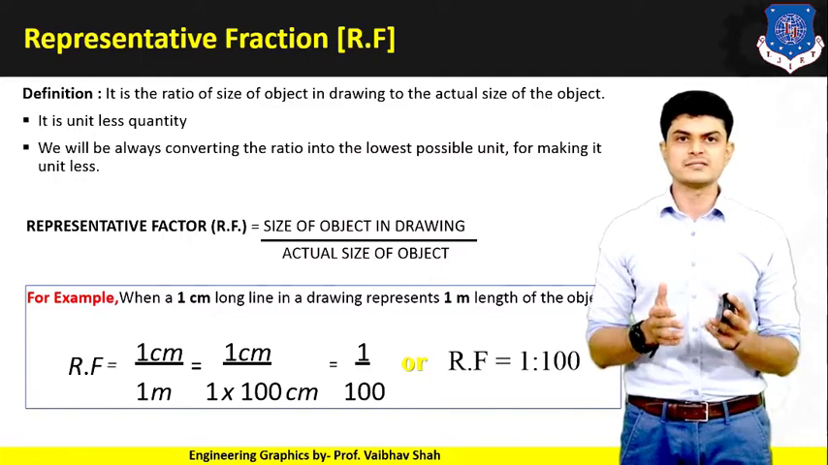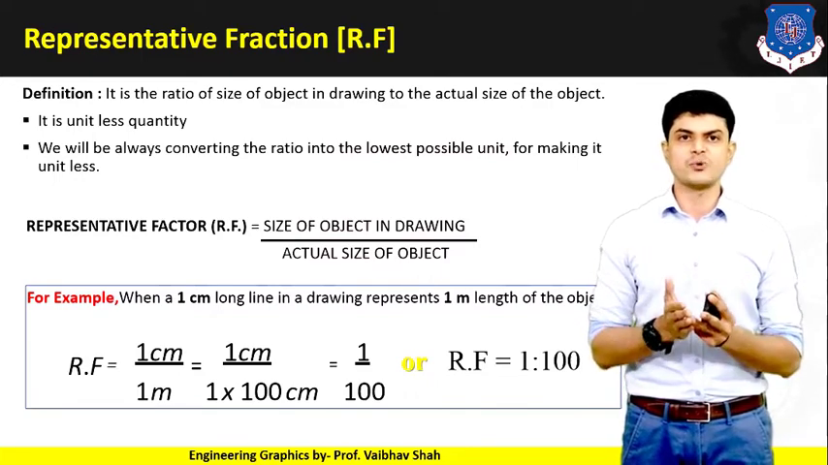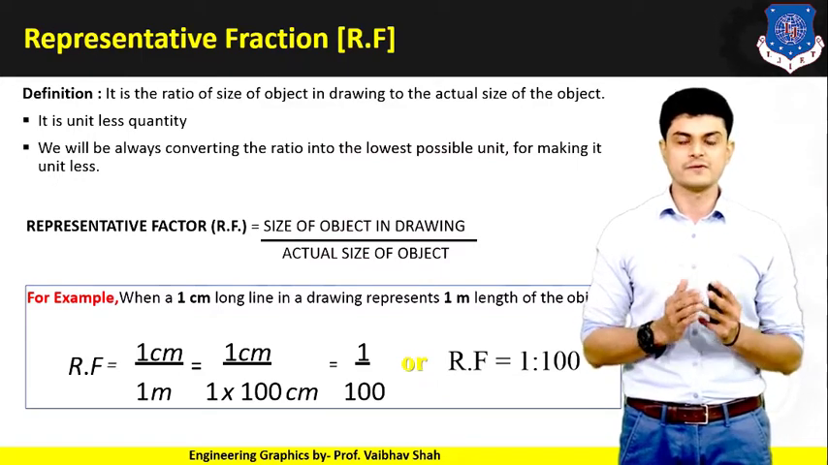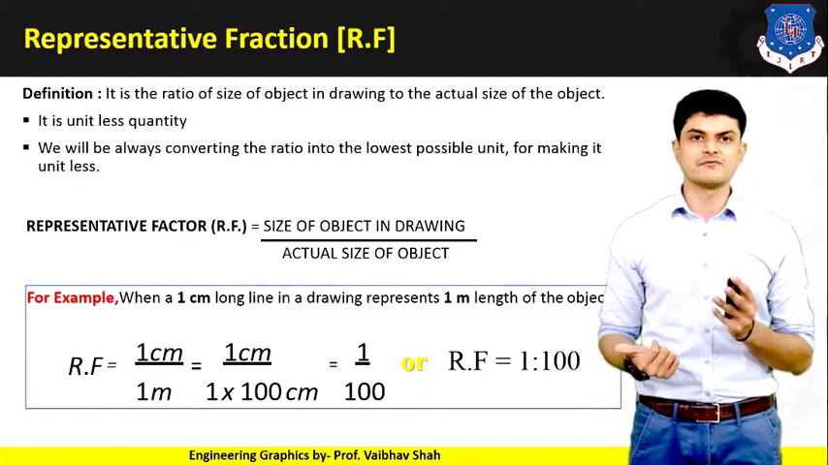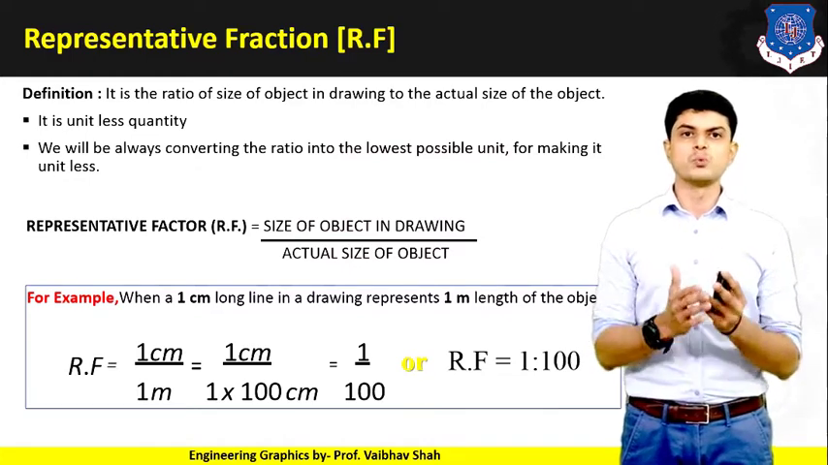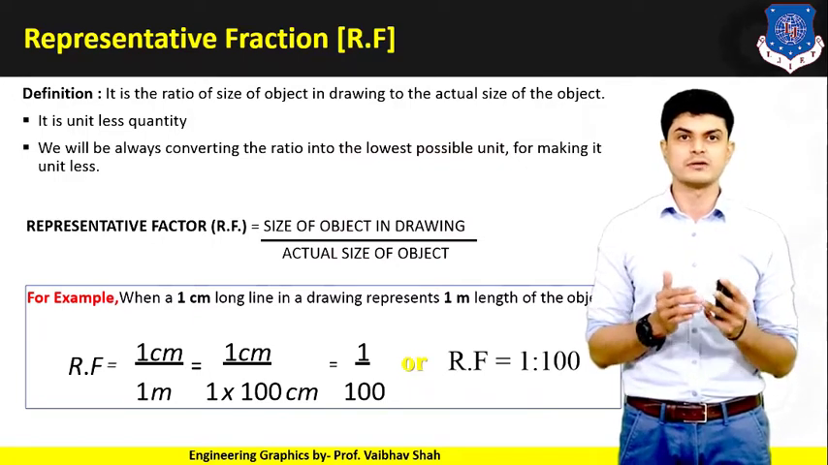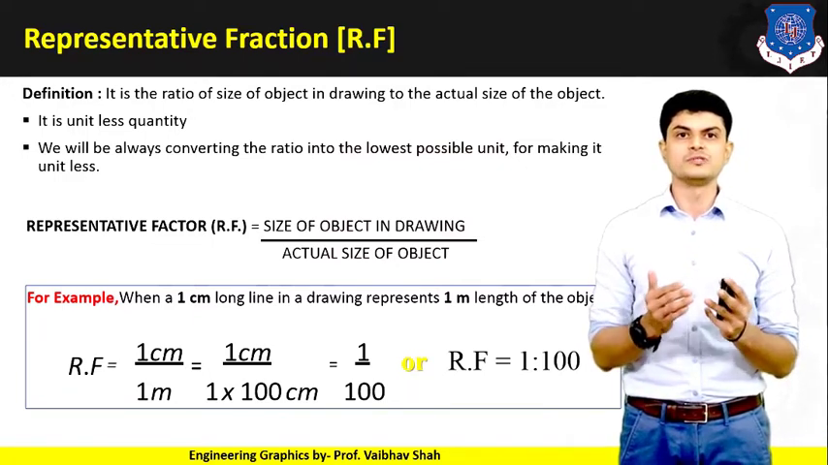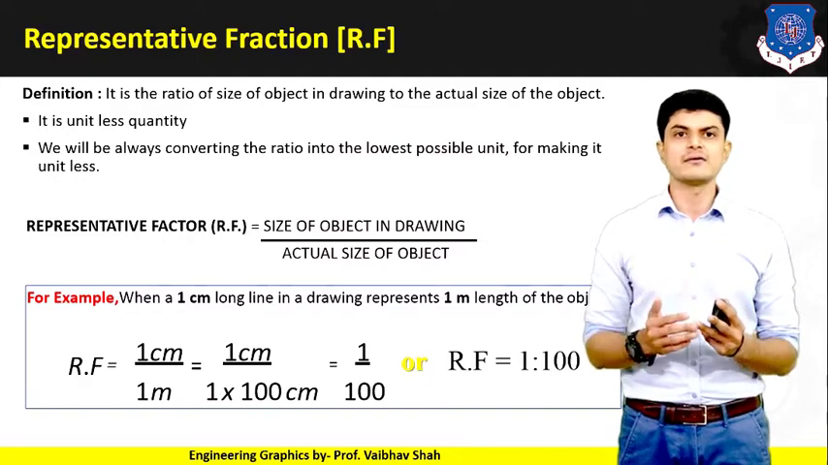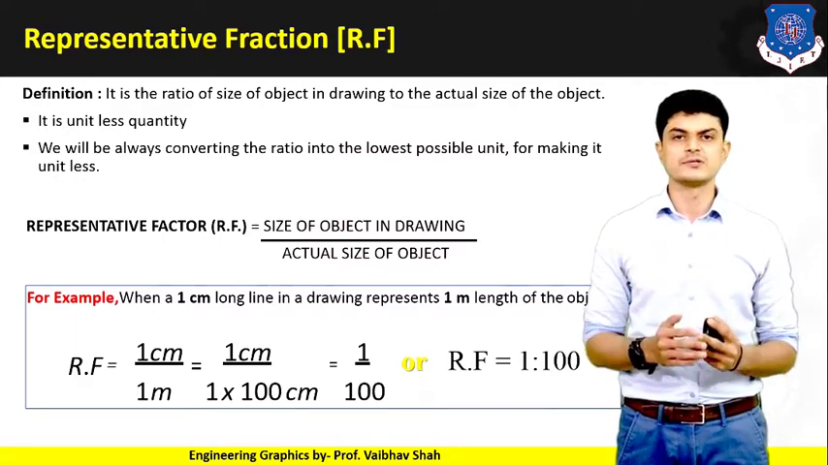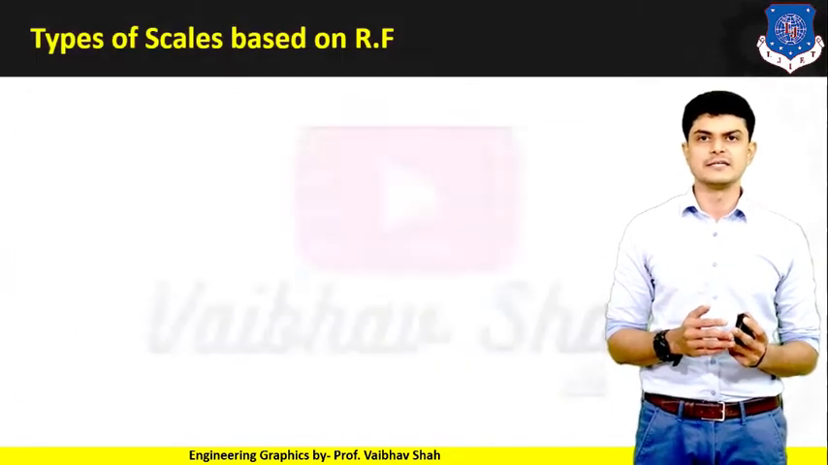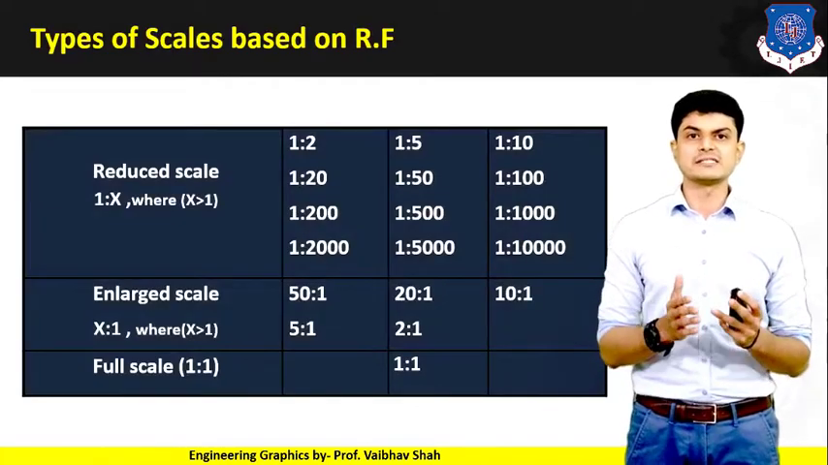So that means 1 by 100 is our unitless quantity and it is finally our RF. Now you can also write this RF in the form of 1:100. This is another form which we are going to use in our subsequent lectures for examples or for any other uses. Now let us move ahead and see types of scales based on RF.